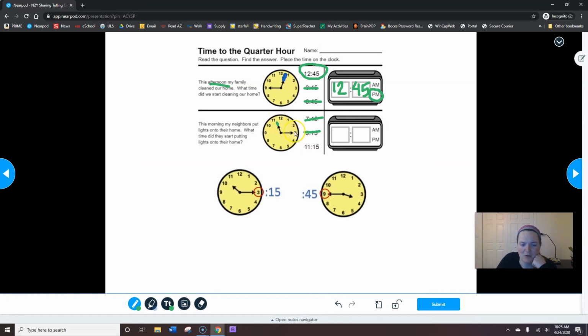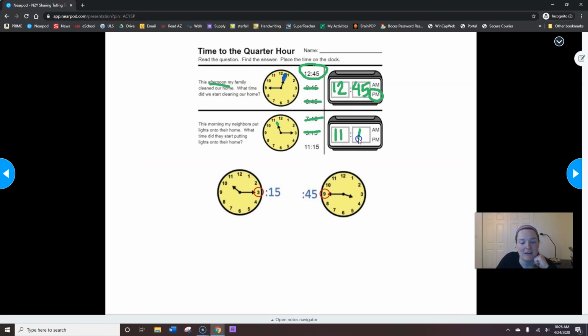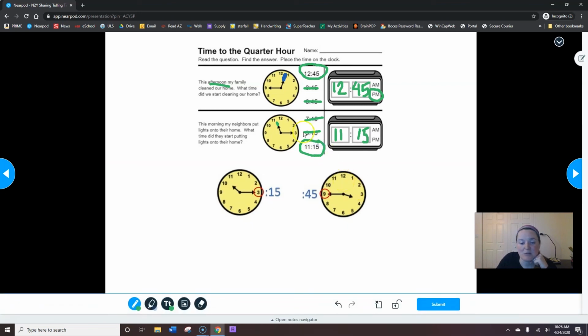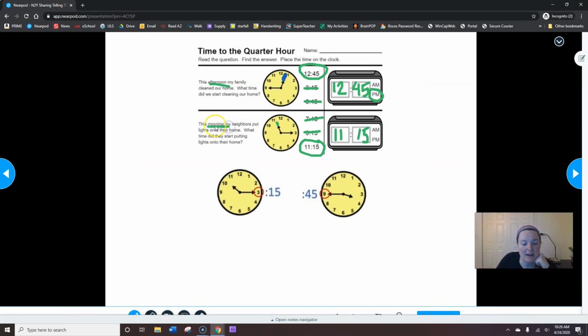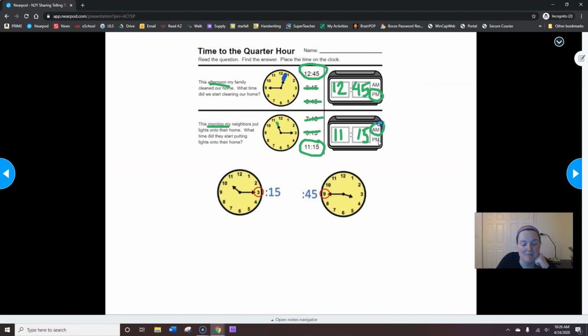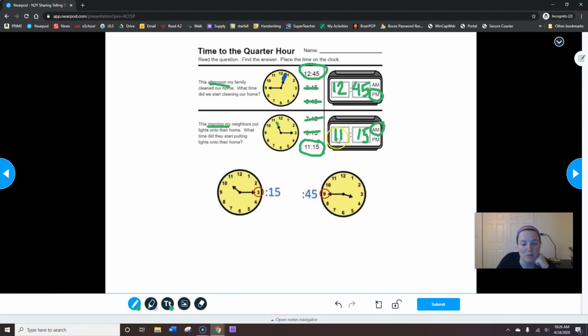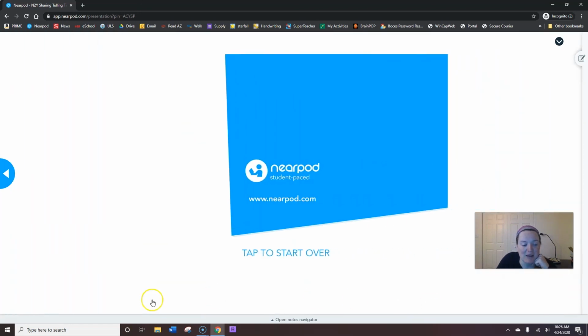Let's check the minute hand. And now what would this give us if it's at the 3? We need to count by 5 starting at 1. Ready? 5, 10, 15. 11:15. Okay. So now we just need to circle AM or PM. This morning. Morning is AM. So I circled 11:15 AM. When you're done, hit submit and you're all done with math for today. Great job.